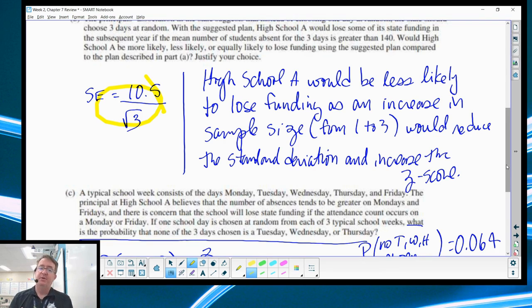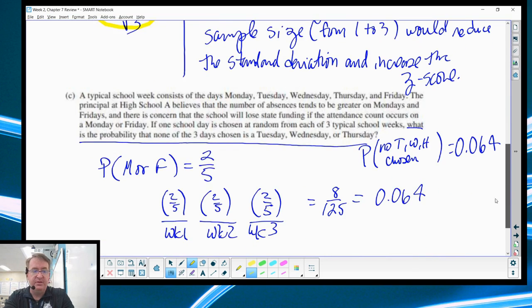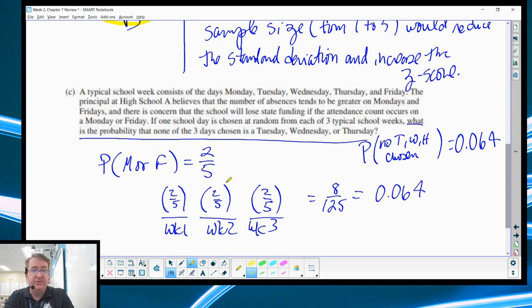So what's the probability? And you can play this a couple different ways. What's the probability that you're going to pick a Tuesday, Wednesday, Thursday? Oh, 3 out of 5. What's the probability of picking a Monday or Friday? 2 out of 5. So however you want to do it, you can do it. So we want to have the probability that you only get Mondays and Fridays. And that's the way I'm going to play it, because it's just the way that I think. So what I'm going to do down here is the probability of a Monday or a Friday is 2 out of 5.